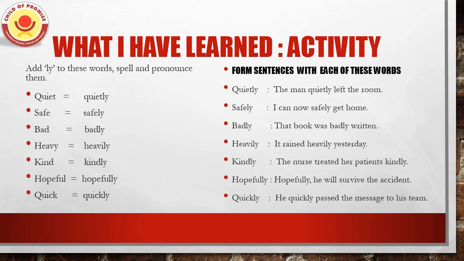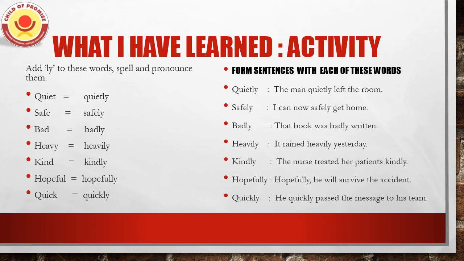When we add ly to kind, it becomes kindly, and we spell K-I-N-D-L-Y, kindly. Then hopeful, H-O-P-E-F-U-L. When we add ly to hopeful, it becomes hopefully, and we spell it H-O-P-E-F-U-L-L-Y, hopefully. Then we have quick. When we add ly to quick, it becomes quickly. Quick is spelled Q-U-I-C-K, quick. Then quickly, Q-U-I-C-K-L-Y, quickly.